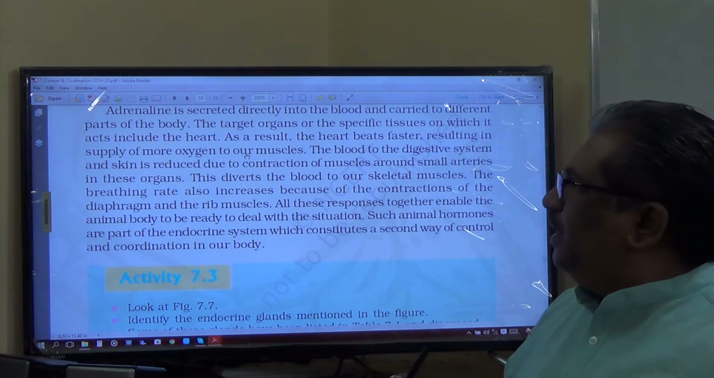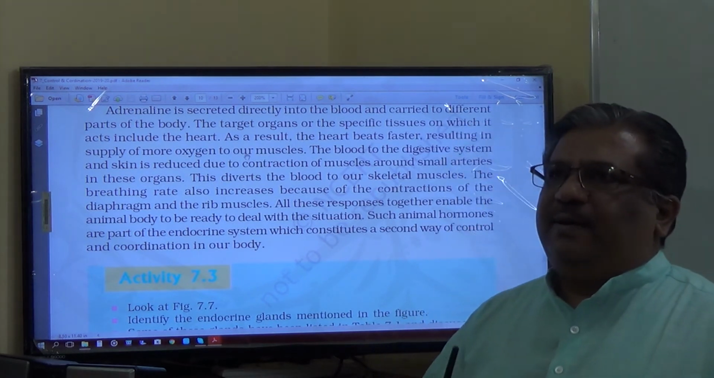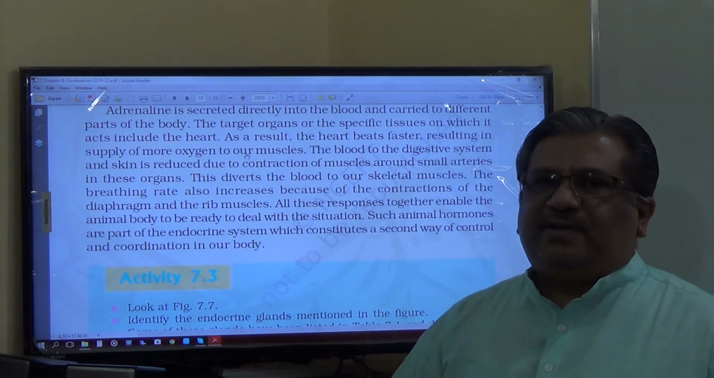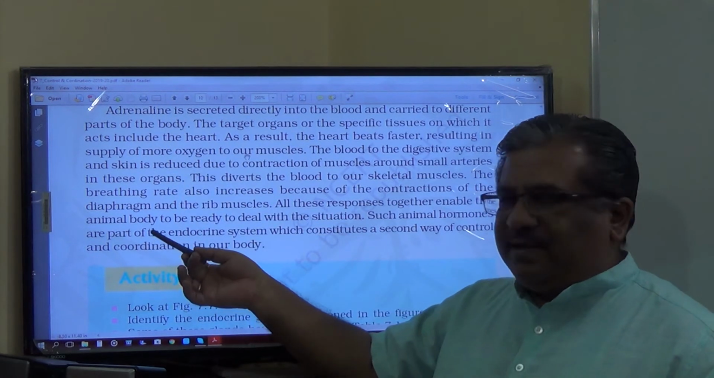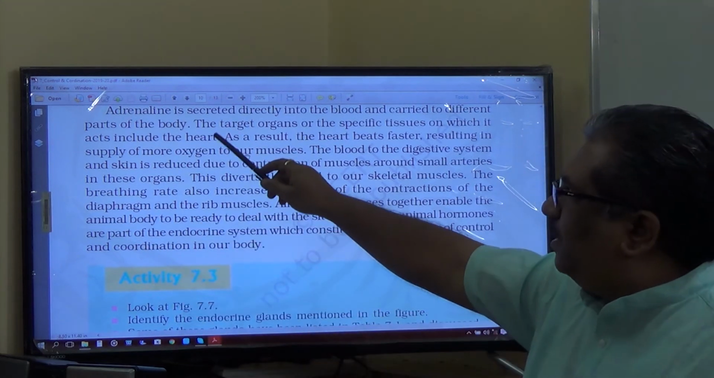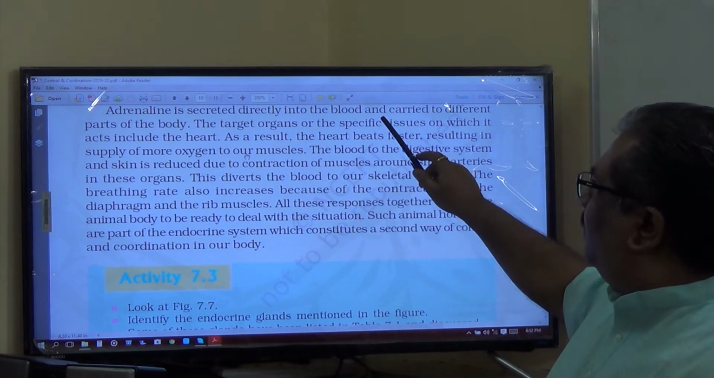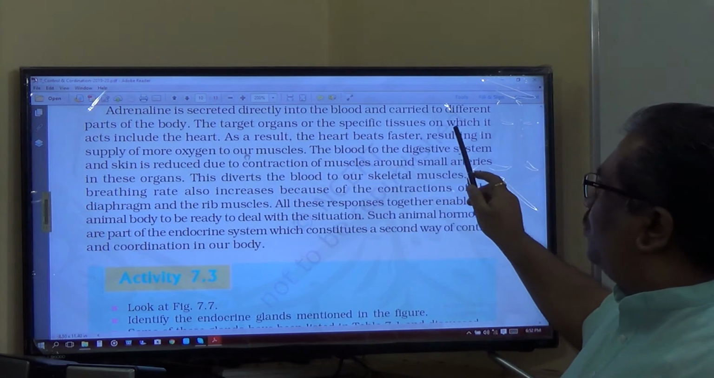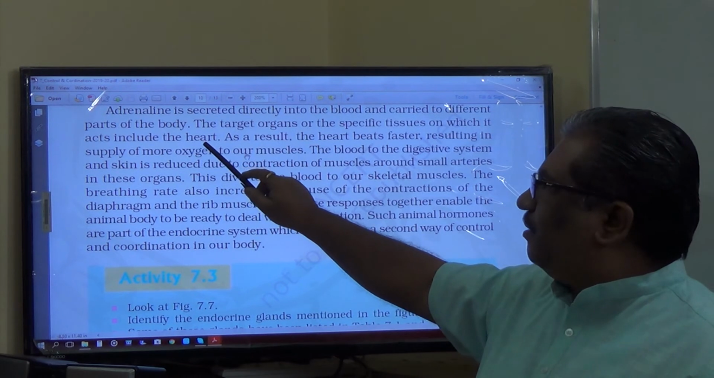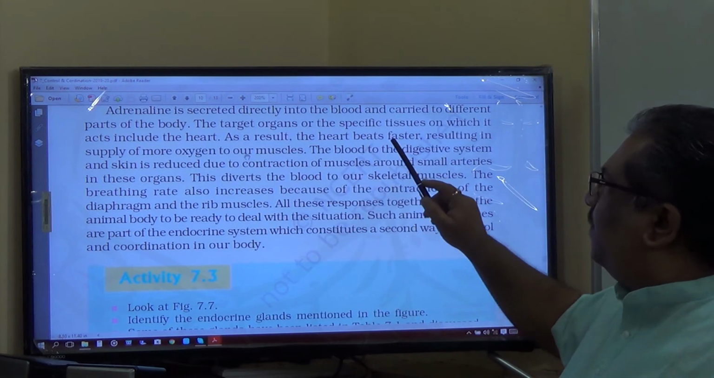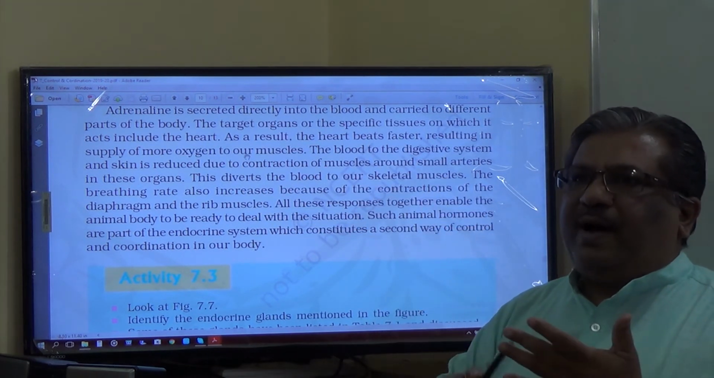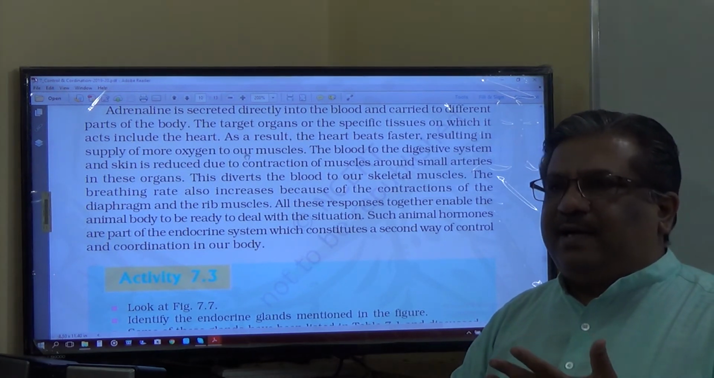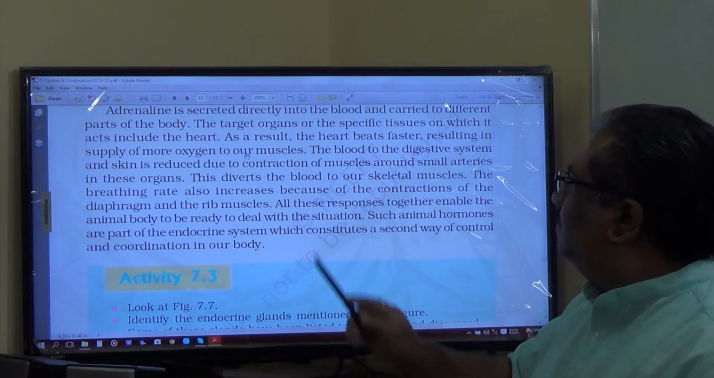So how is the body prepared for an emergency situation, like a scary situation, due to secretion of adrenaline? That is the answer given here, which I am reading. Adrenaline is secreted directly into the blood and carried to different parts of the body. The target organs or specific tissues on which it acts include the heart. As a result, the heartbeat becomes faster. First point, heartbeat becomes faster because the target organ for the adrenaline hormone is the heart.